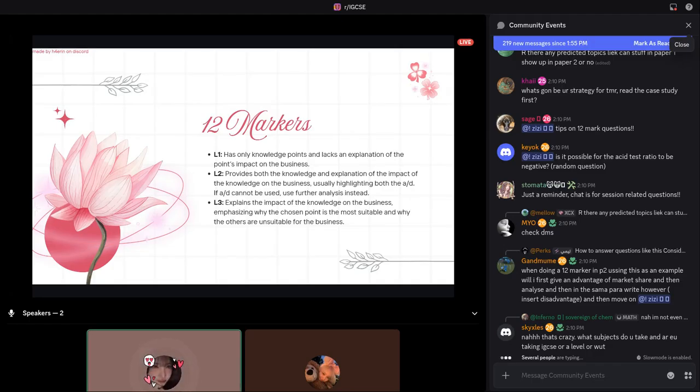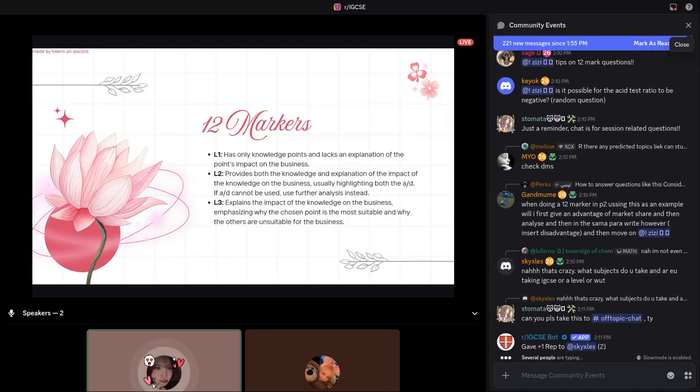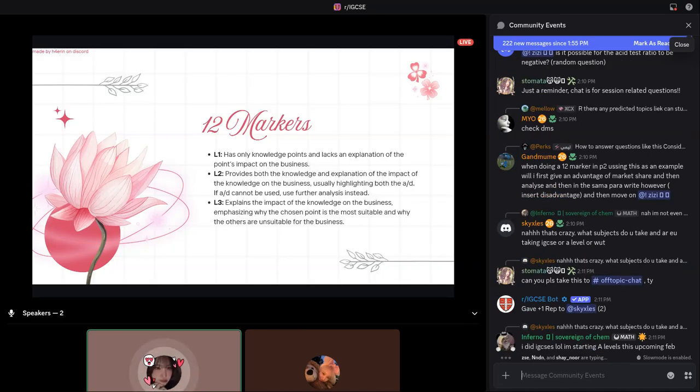Guys, I can just say a bunch of things: increases customer awareness, satisfies consumer needs, makes employees feel valued by the business, increases revenue, increases profit, increases workplace morale and motivation. Okay. Common analysis points are increased profit margin, increased sales, increased customer base, and so on.